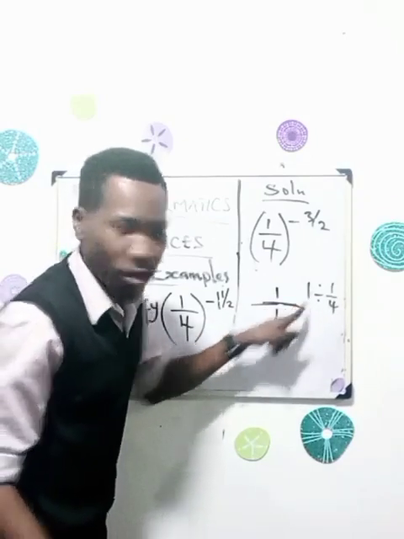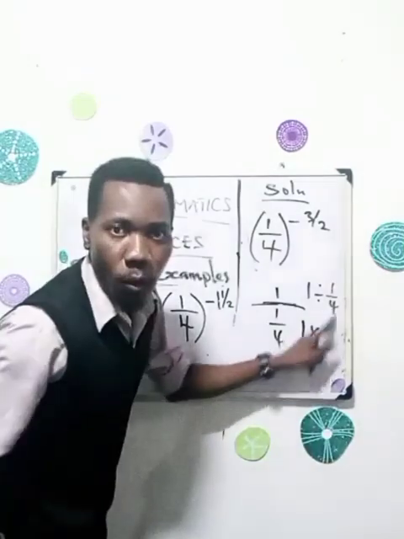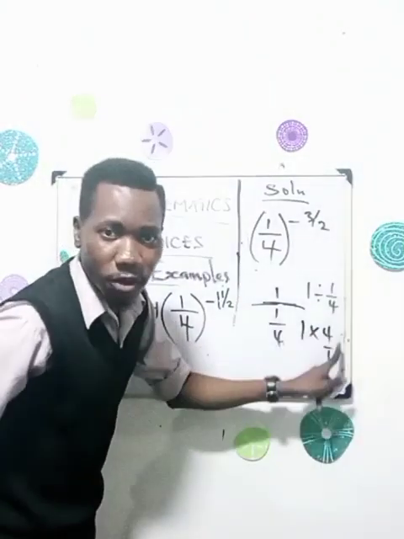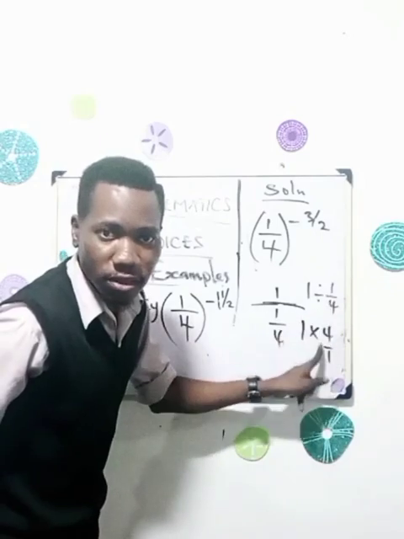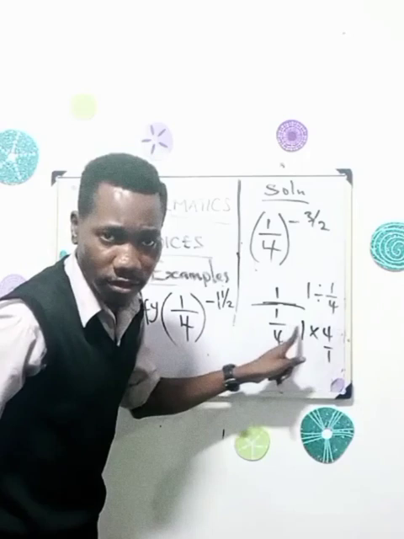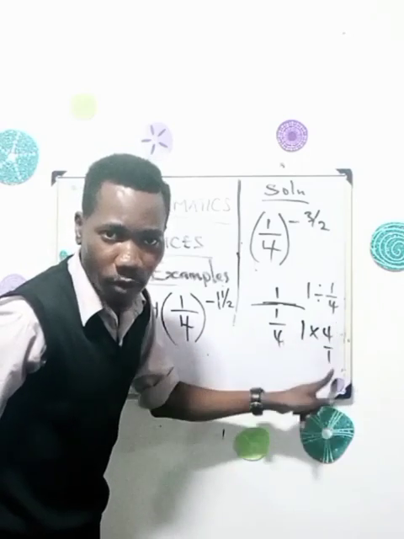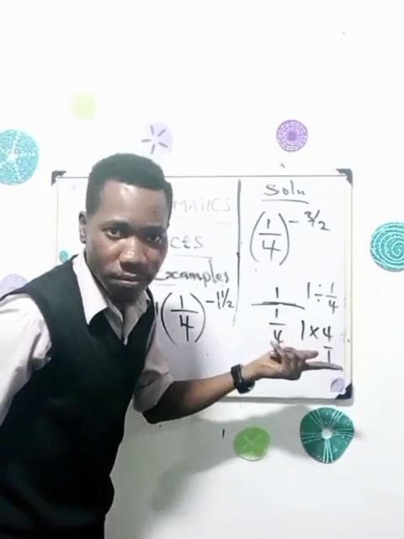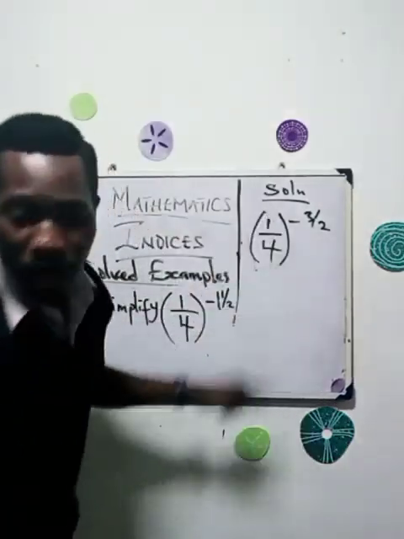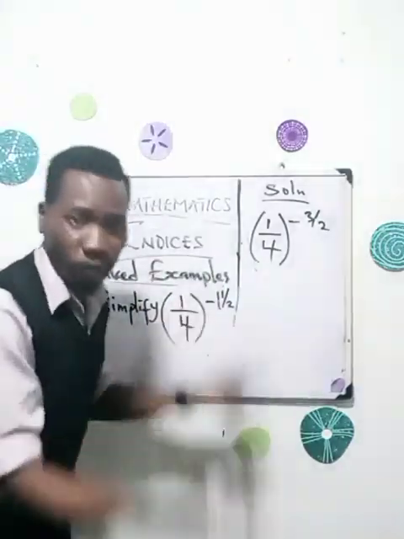And when you solve this, it becomes 1 times 1 over 4 becomes 4 over 1. Right? 1 over 4 becomes 4 over 1 when you change division to times. So then this gives us what? This gives us 1 times 4 over 1, and that's 4. So this now, 1 over 4 raised to the power of minus 1 is 4.